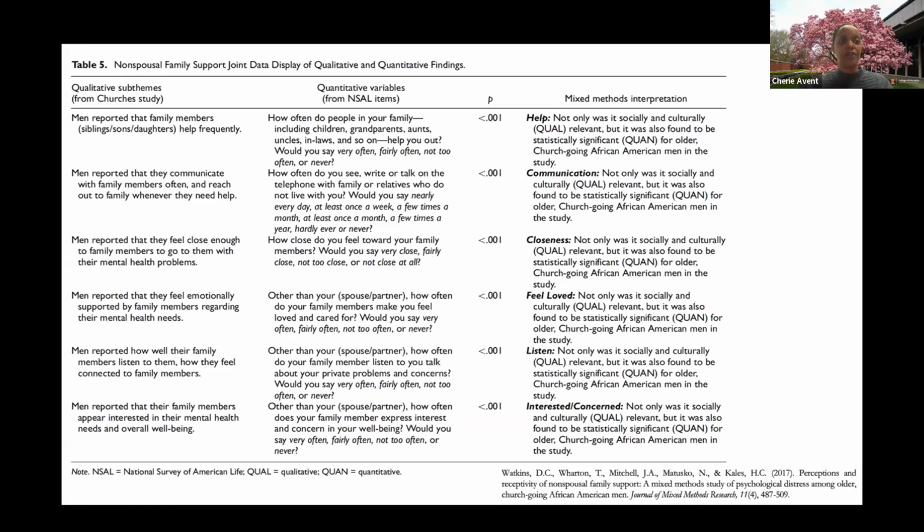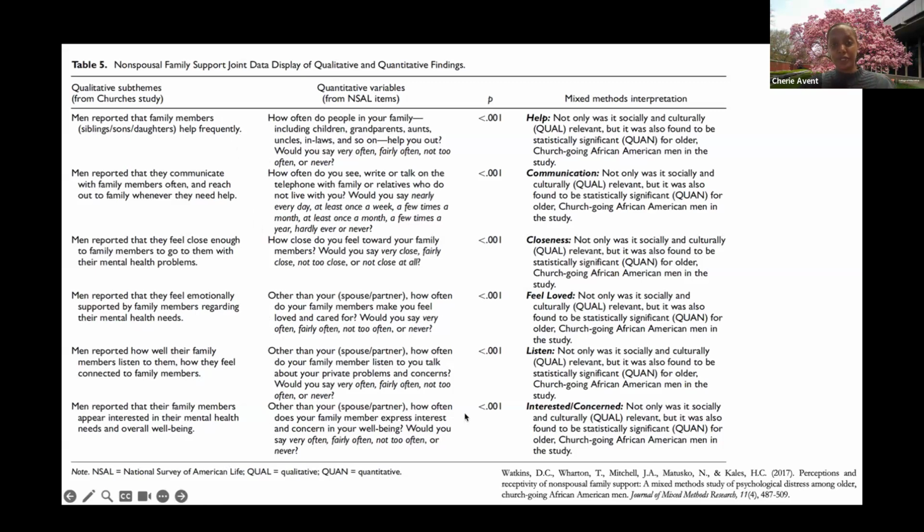We see the men reported that family members help with frequency. They reported that they communicated with family members often, and that their family members appear interested in their mental health and well-being. Then they used a national survey on American life. In this column here is where they're beginning to connect which of the questions are going to help them get at these sub-themes, again, to ensure theme and construct connection to scale questions.